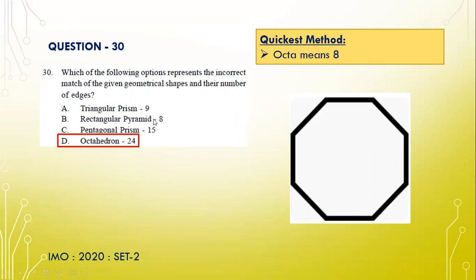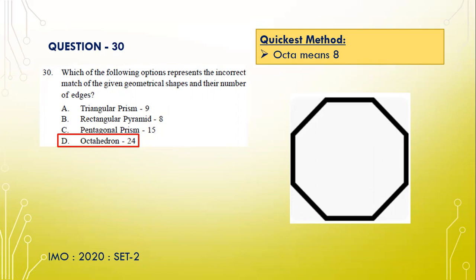Rectangular pyramid, it has got 8 edges, which is also correct. Pentagonal prism, which is also correct because one face will have 5 sides, another face will have 5 sides, and there will be 5 lines connecting those two faces. So 15 edges. Octahedron. What is that?